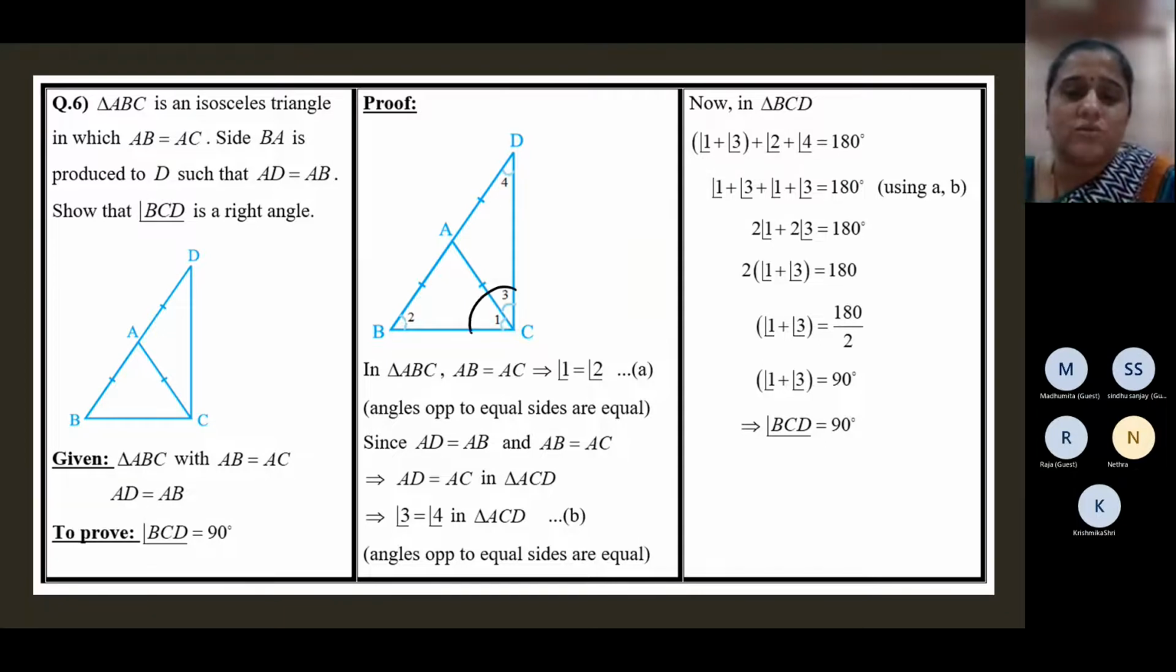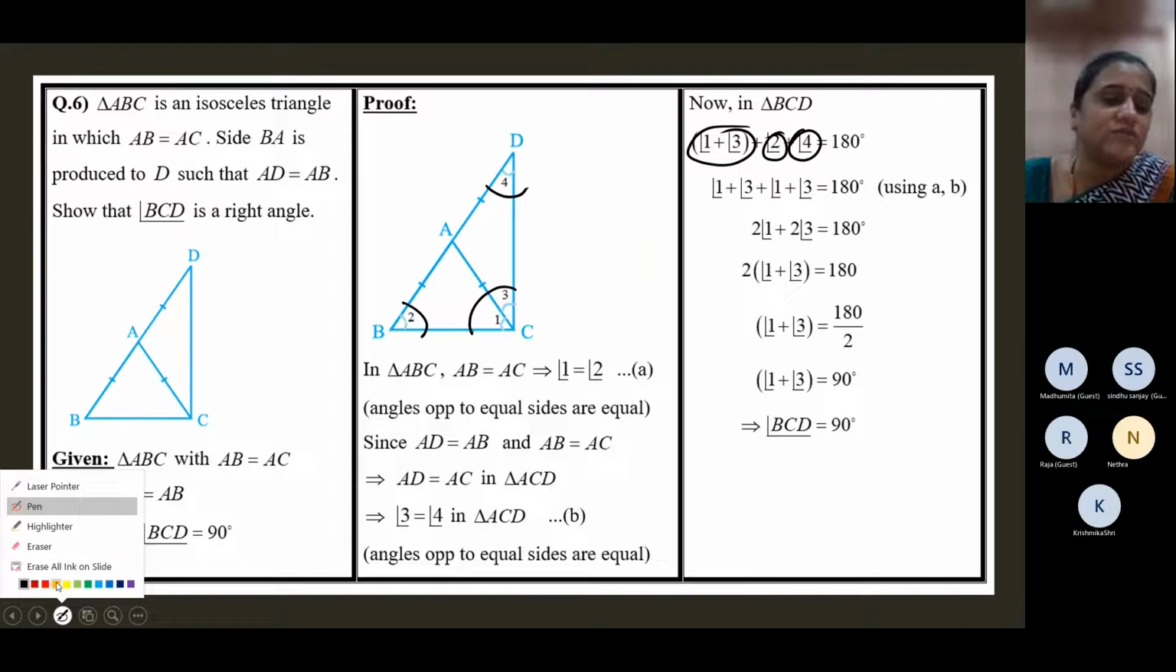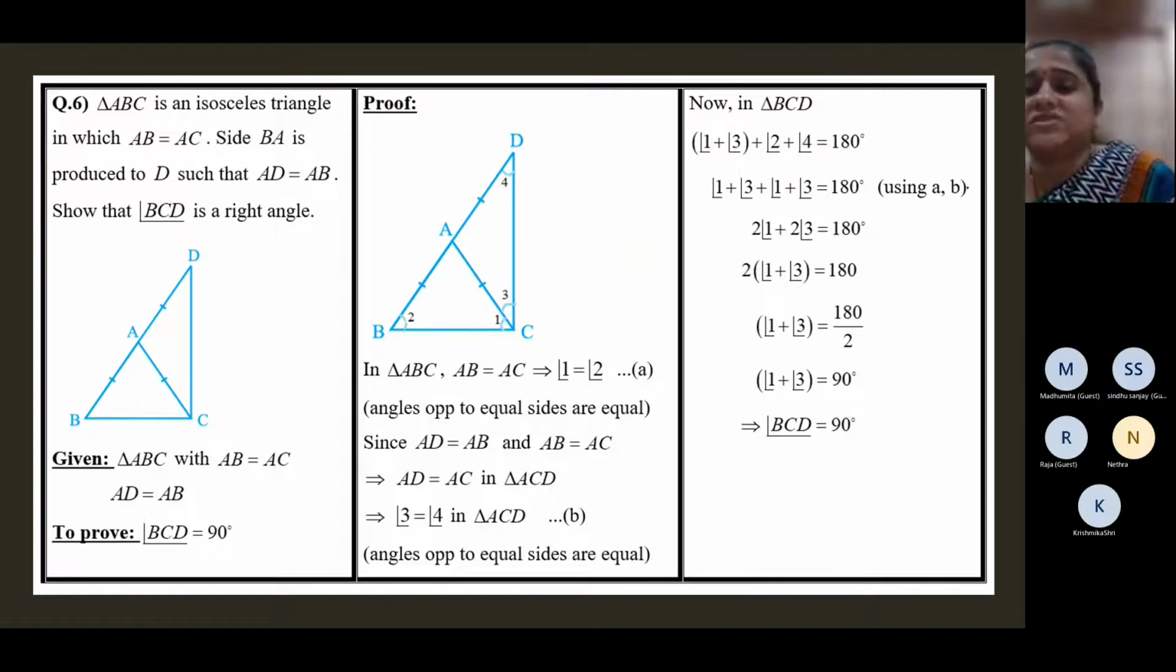So this is one angle, 1 plus 3. This is one angle, 2. And this is the third angle, 4. The sum is equal to 180. See, we are not adding 4 angles. There are only 3 angles of the triangle. So the sum of these 3, and that's why I put a bracket here. These two make only one angle, BCD, is equal to 180. But now we need to prove that BCD is 90 degrees.